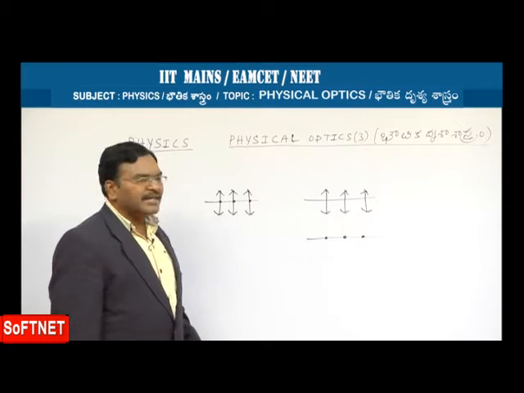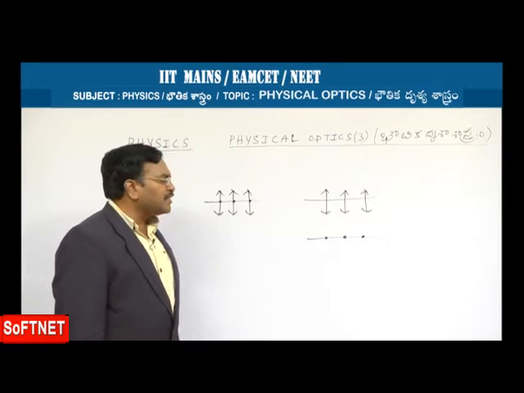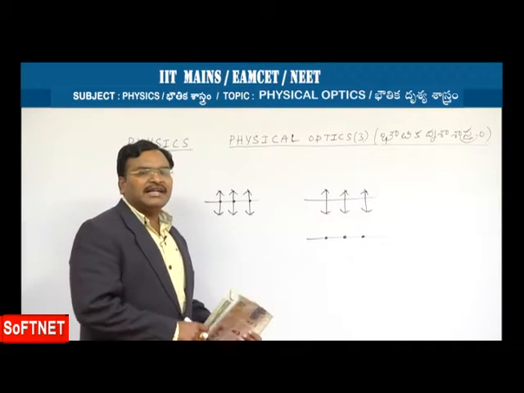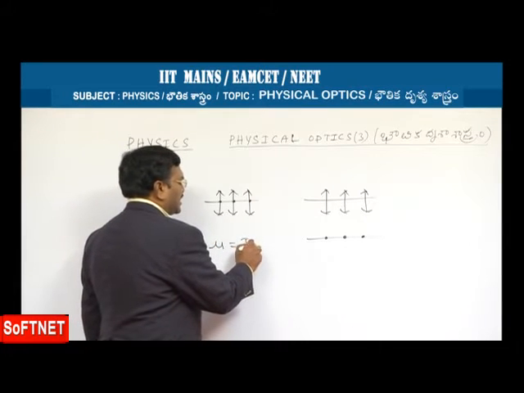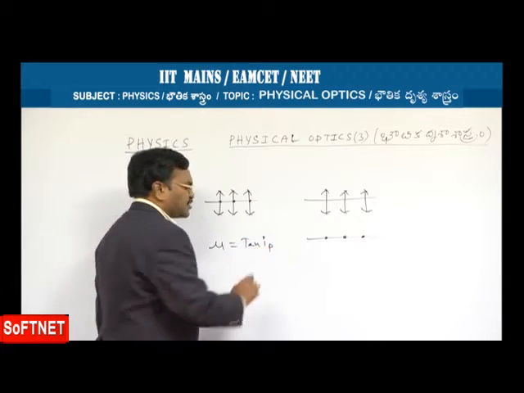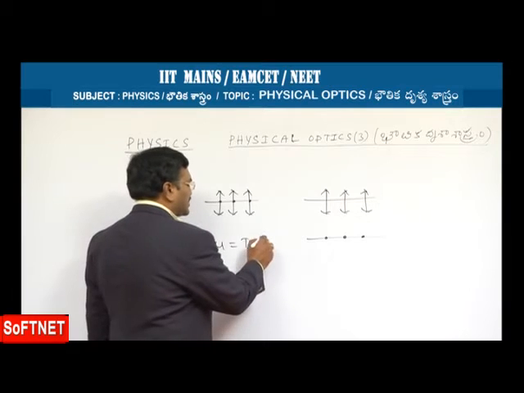Last class I already explained Brewster's law. What is that? At a particular angle of incidence, the reflected light ray is completely polarized. Brewster's law: mu is equal to tan IP. What is mu? Refractive index of the medium. What is IP? IP represents the polarizing angle.